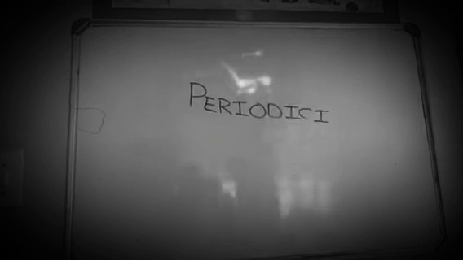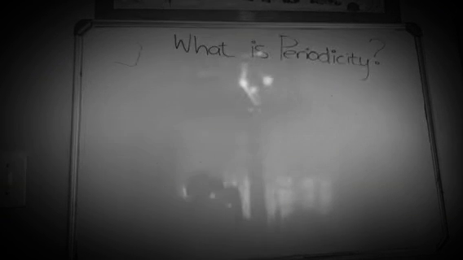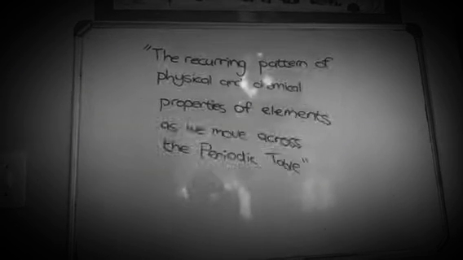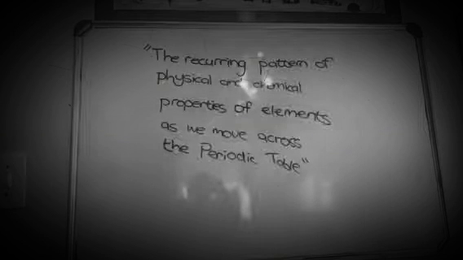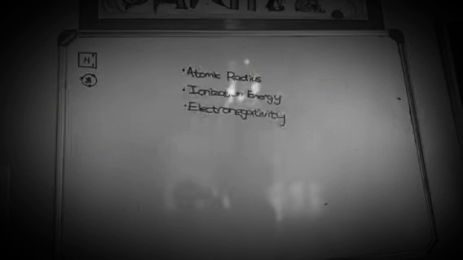Today, we are looking at periodicity. So, what is periodicity? Periodicity is the recurring pattern of physical and chemical properties as we move across the periodic table. This means it is the trends of the periodic table as the atomic number of the elements increases. Today, we will be looking at three of those trends: atomic radius, ionization energy, and electronegativity.